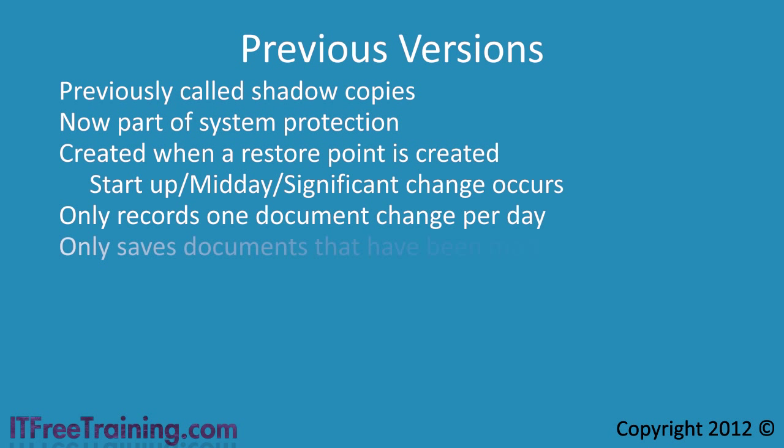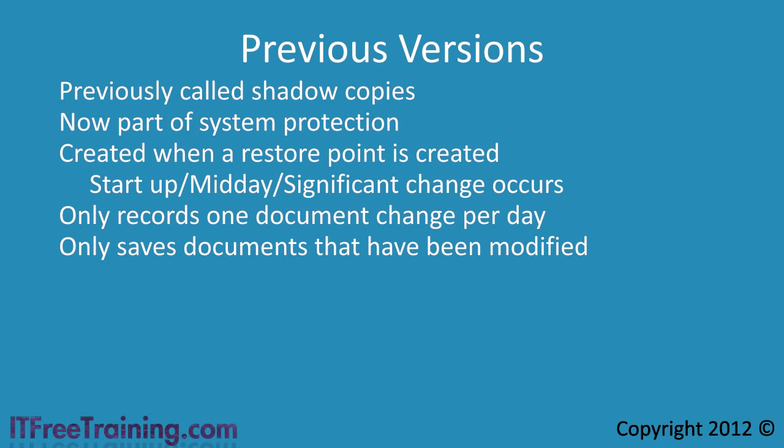Previous versions only saves documents that have been changed. If you save an attachment from an email or copy a document from a USB flash drive, the file has not been changed. The same applies to documents that are deleted. Unless you modify the document and save it, previous versions will not save it in its cache.